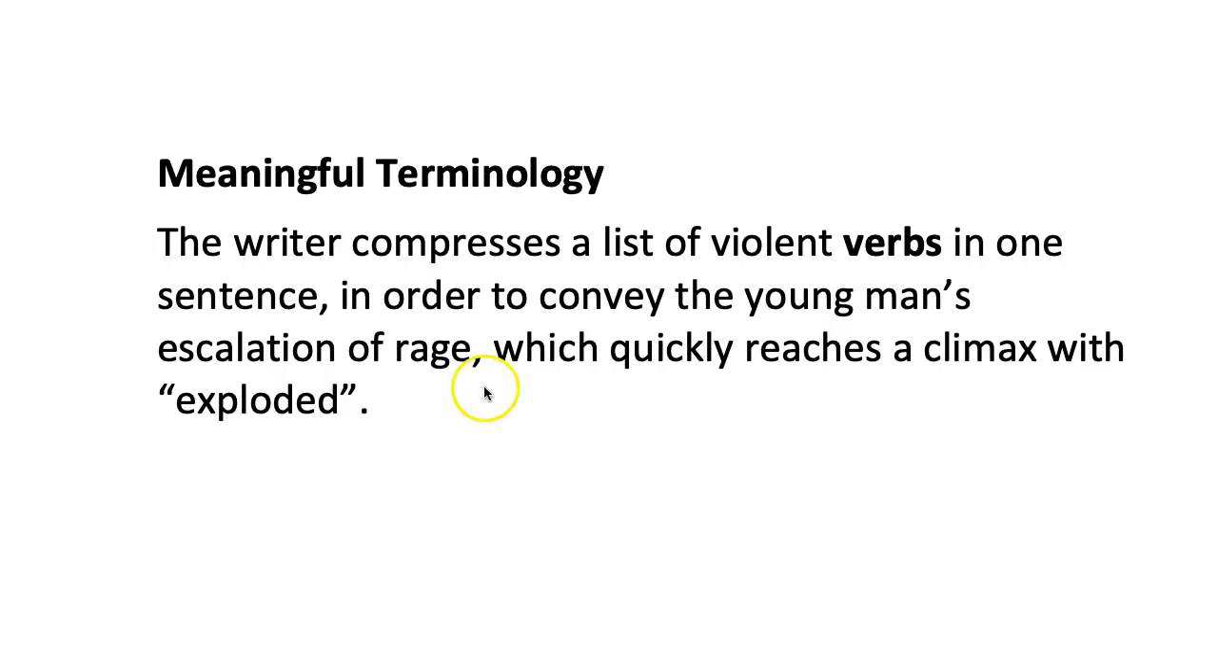So now in my sentence I'm going to write about the verbs, but in a meaningful way. The writer compresses a list of violent verbs in one sentence in order to convey the young man's escalation of rage, which quickly reaches a climax with exploded. So now I've written about it with appropriate terminology.